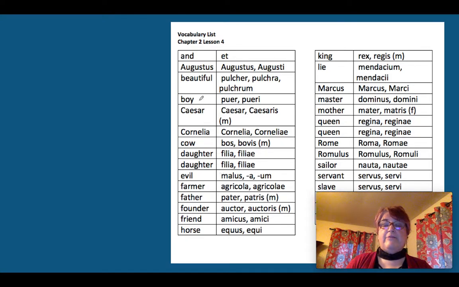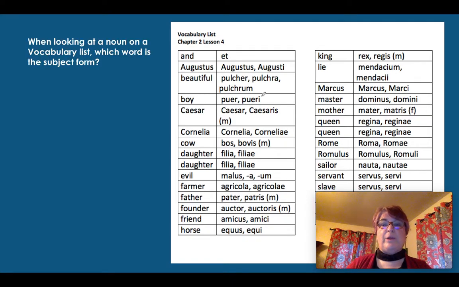The word boy, of course, is a noun, and when we look at a noun on a vocabulary list, we always see two words, puer and pueri. So the first question that you need to be able to answer is when you are looking at that noun, puer, pueri, which of those words, puer or pueri, is the subject form of the noun? And the answer is that the subject form is always the first word. Puer is the subject form for boy.